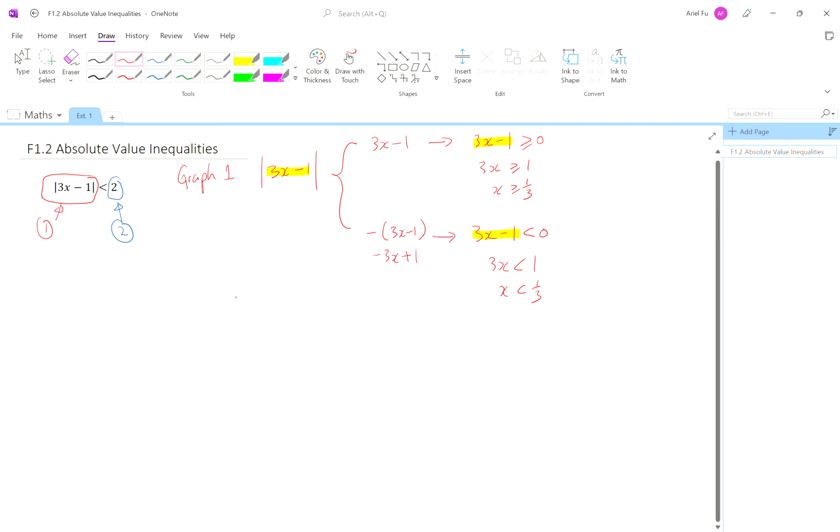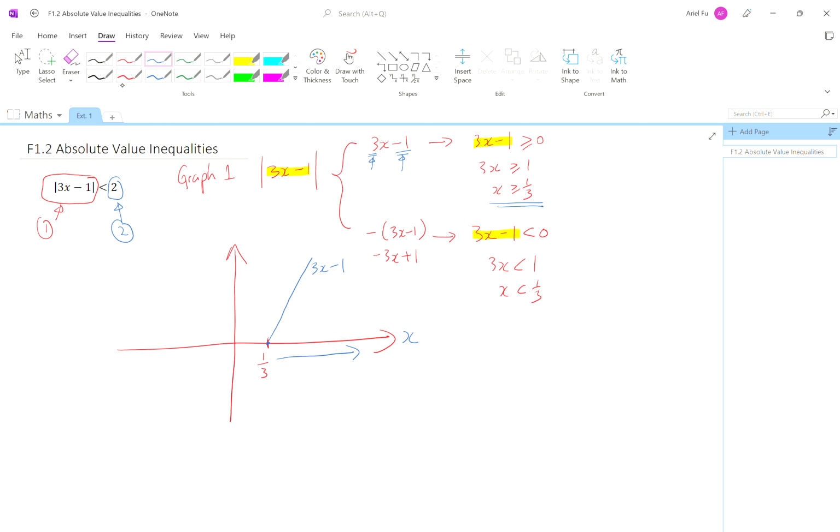So what does graph 1 look like on a Cartesian plane? When x is at 1/3, that's a critical value. When x is greater or equal to 1/3, i.e. on the right-hand side, I want to keep the original graph, which means I want a positive gradient and a y-intercept at -1. That represents 3x minus 1.